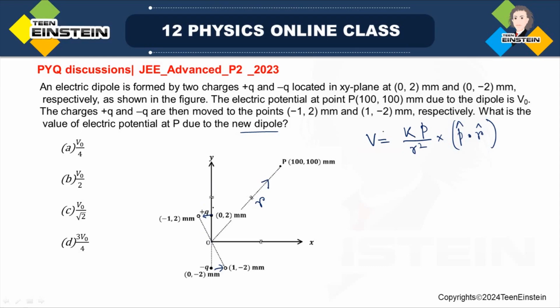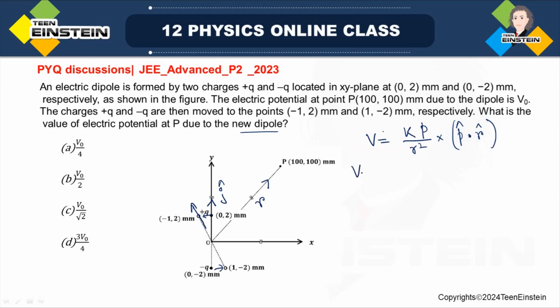Only thing is that in the first case the dipole has direction in this way, that means along the positive y direction, and now you have got this direction. The new dipole has got this direction. So I have to find out the unit vector for this second dipole, and write down the respective expressions.